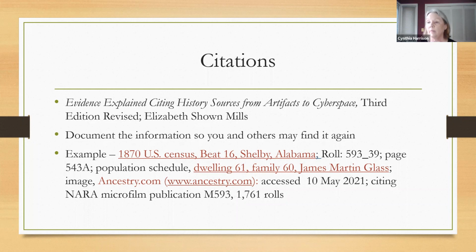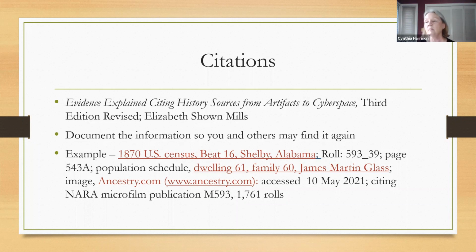The roll, the page number, which that particular page that I was looking for was stamped with 543A. It was in the population schedule, not the agriculture or the slave schedule. It was the population schedule. Dwelling 61 was the house number. Family 60, they were the 60th family that the person doing the interviewing for the census spoke to. We were looking for James Martin Glass, and what we're seeing is an image, and this image is on ancestry.com.